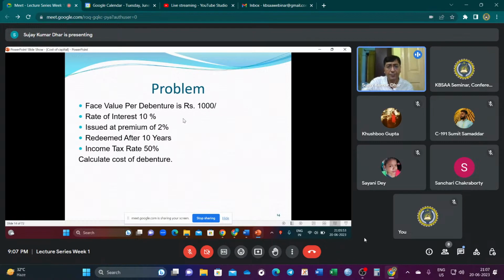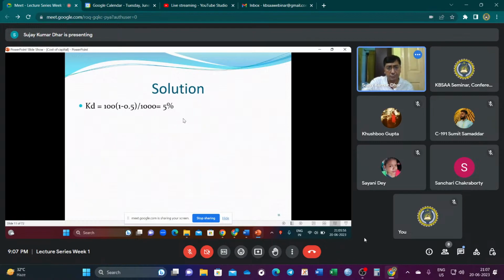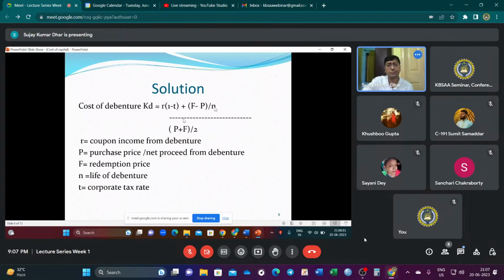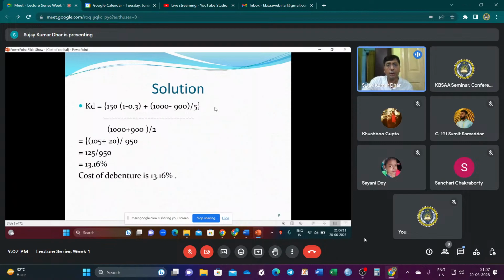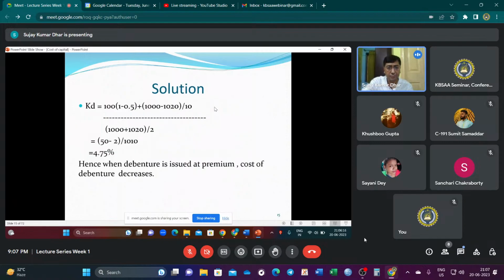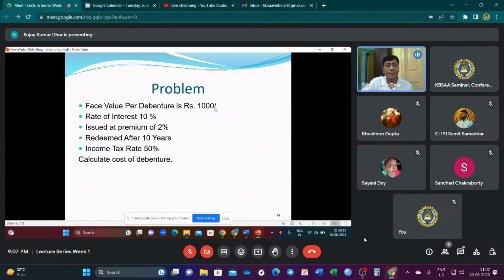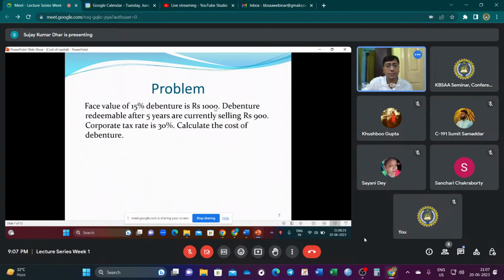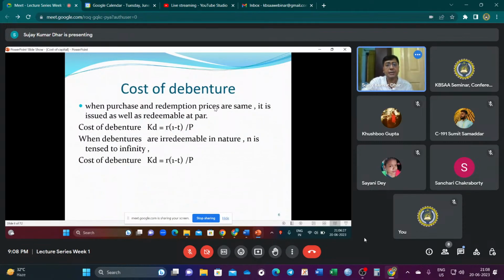Fine, sir, from the beginning you are saying R into 1 minus T. When purchase price and redemption price are different, then R into (1 minus T) plus (F minus P) by N, whole divided by (P plus F) by 2. When purchase price and redemption price are the same, then what will happen? Formula is R into (1 minus T) by P.